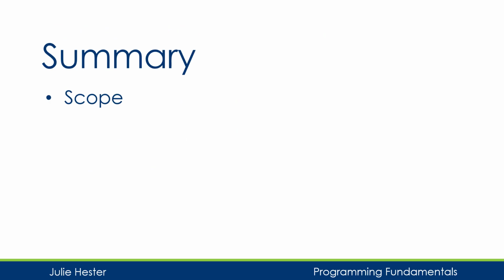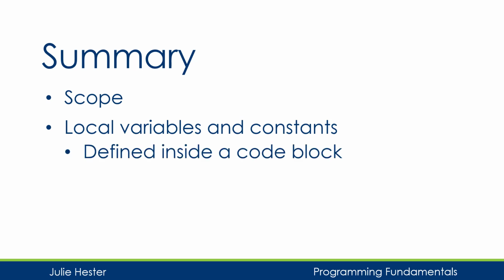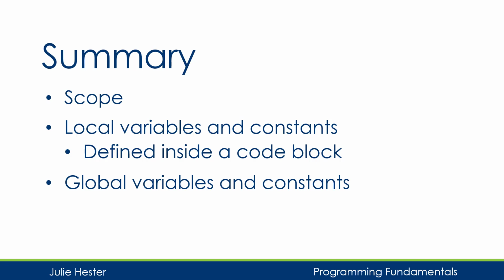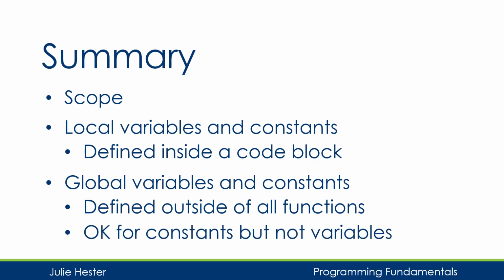So, in summary, we talked about what scope means, the lifetime of a variable or a constant. And most of our variables and constants are going to be local. They're defined inside a code block. And when that code block ends, their scope ends and they go away. We also talked about global variables and constants. These are defined outside of all functions, and this is okay for constants, but not for variables.